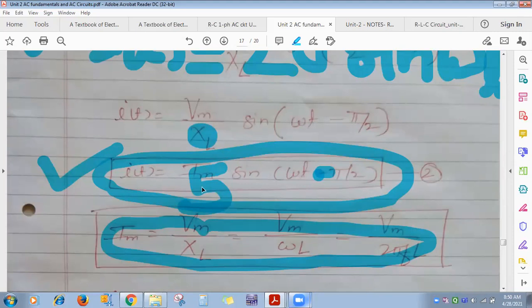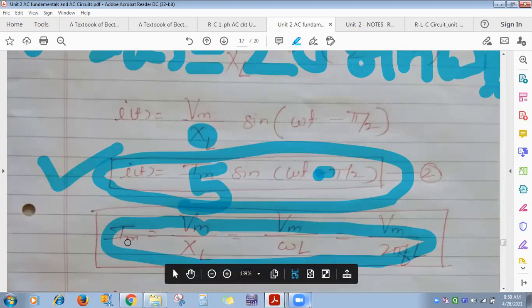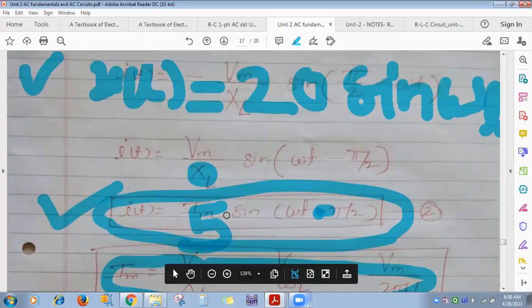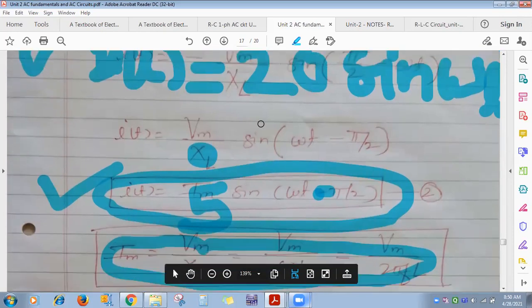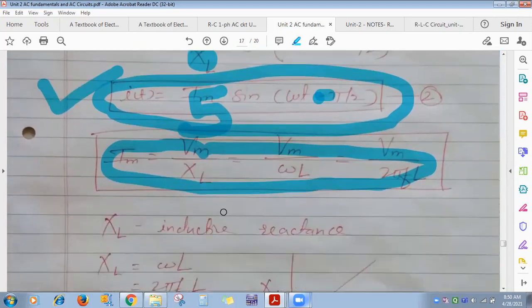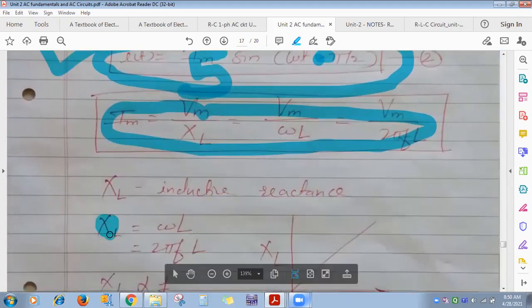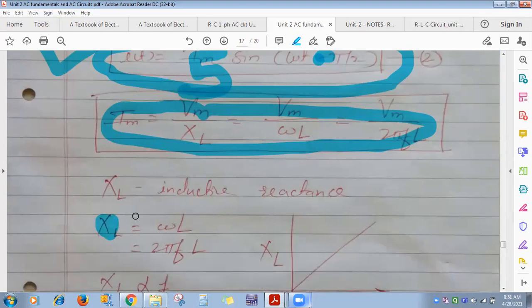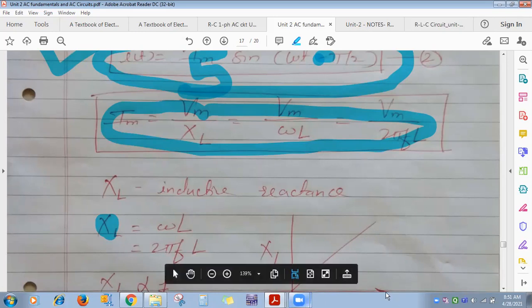So how will you find inductive reactance here? Vm by Im. Vm is 20, Im is 5. So 20 by 5, that is 4 ohm. It is the impedance, or XL, or they can also ask you to find out the value of L. Observing the instantaneous voltage and current equation, you should be able to find out whether it is purely resistive, purely inductive, or purely capacitive. Got it, everyone? Yes, all of you getting it?